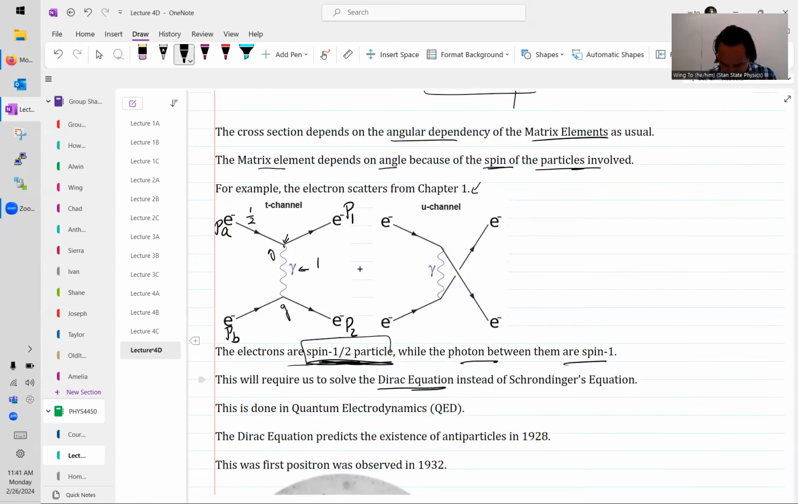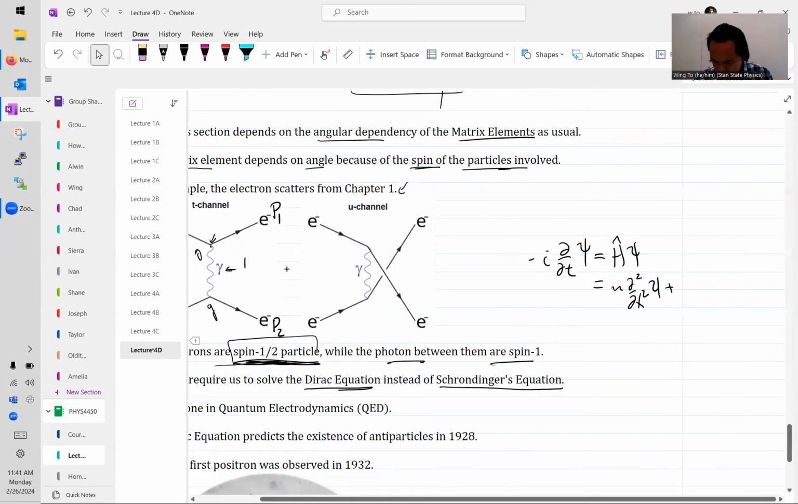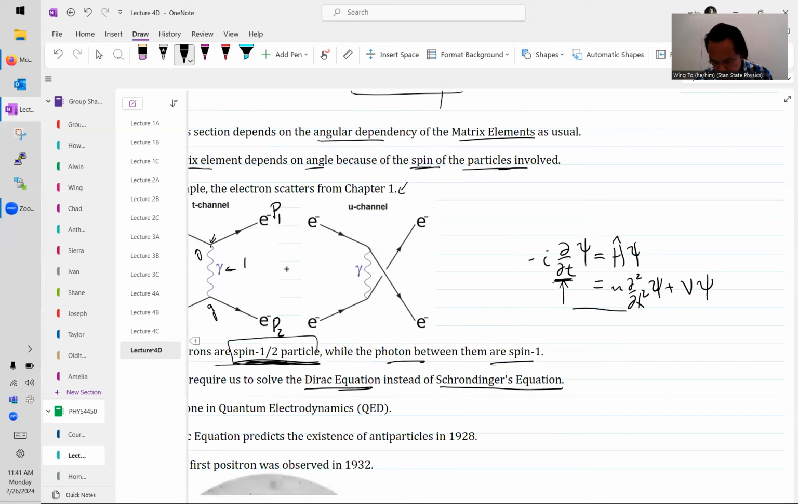Remember the Schrodinger equation: i times the time derivative of the wave function equals the Hamiltonian times that wave function. This Hamiltonian is usually something with second-order derivatives of psi plus some potential function times psi. One of the problems is that you have a first time derivative here and a second spatial derivative here. This is inherently not Lorentz invariant.